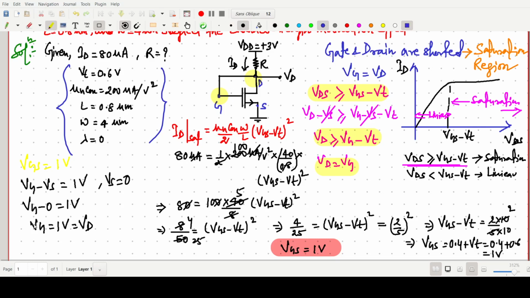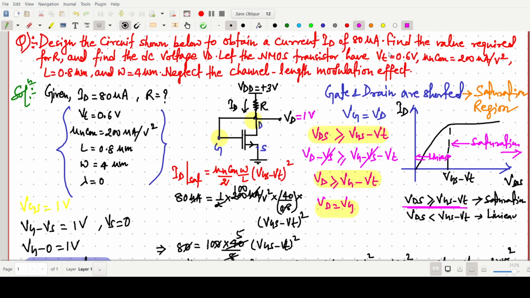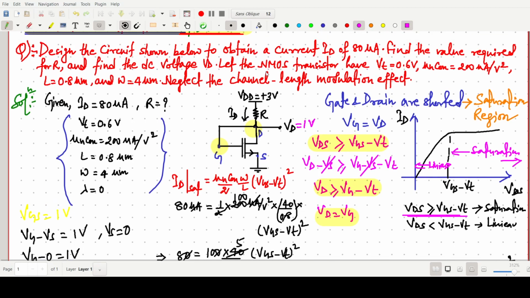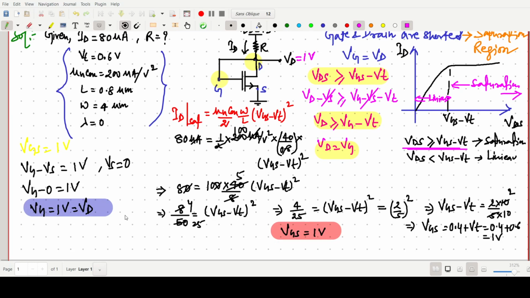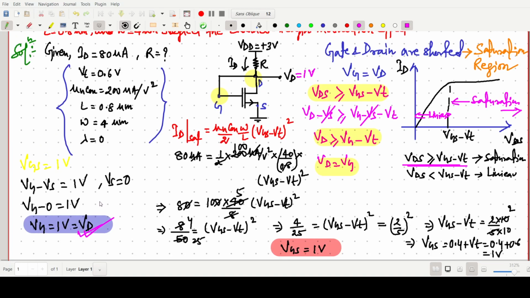Okay, so we have the value of VD, that is our 4 volt. Okay, so this should be, sorry, 1 volt. 1 volt is known to us. So in our question it is also asking what should be the value required for the R and DC voltage VD. So VD is simply our 1 volt. Okay, now we have to find the value of R.